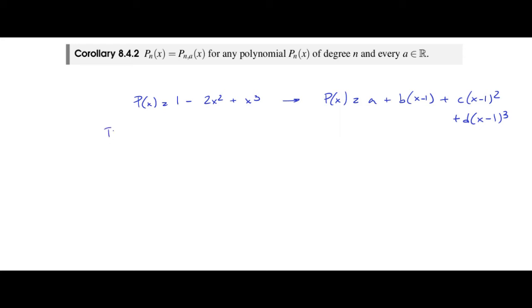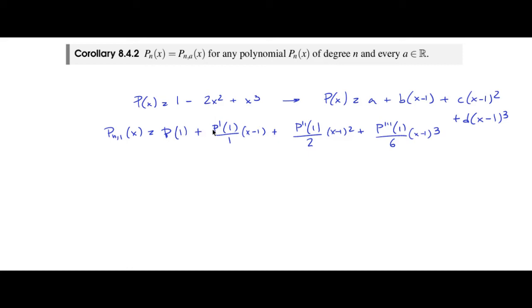Evaluate it, so we can compute Pn1 of x, which is just p at 1, and then plus p prime at 1 divided by 1 times x minus 1, plus the second derivative at 1 divided by 2 times x minus 1 squared, plus the third derivative at 1 divided by 6, which is 3 factorial, times x minus 1 cubed, right?